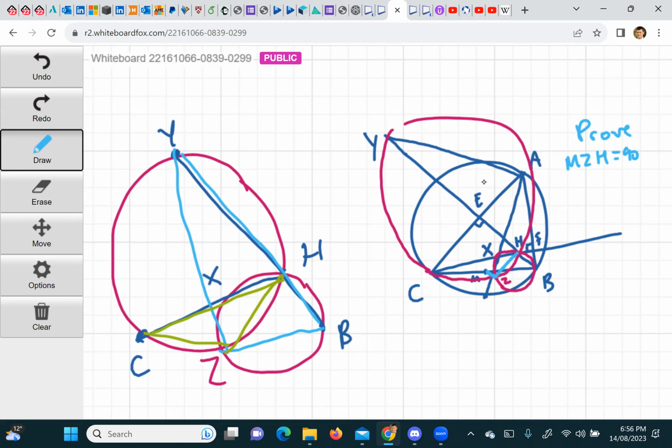X is the intersection of what? X is the intersection of HC and the circle. Okay.